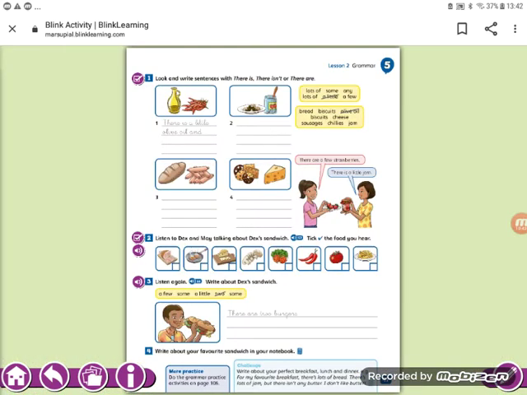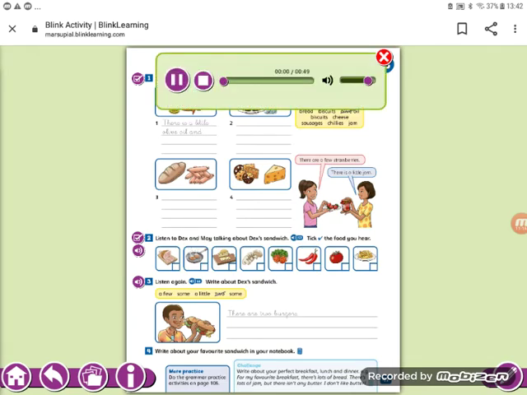All right, so in this exercise, listen to Dex and May talking about this sandwich. Tick the food you hear, okay? Escuchamos a Dex y a May hablando sobre el sándwich de Dex y le ponemos un tick a la comida que oigamos, ¿ok? Here we go. Listening 53. Listen to Dex and May talking about Dex's sandwich. Tick the food you hear.